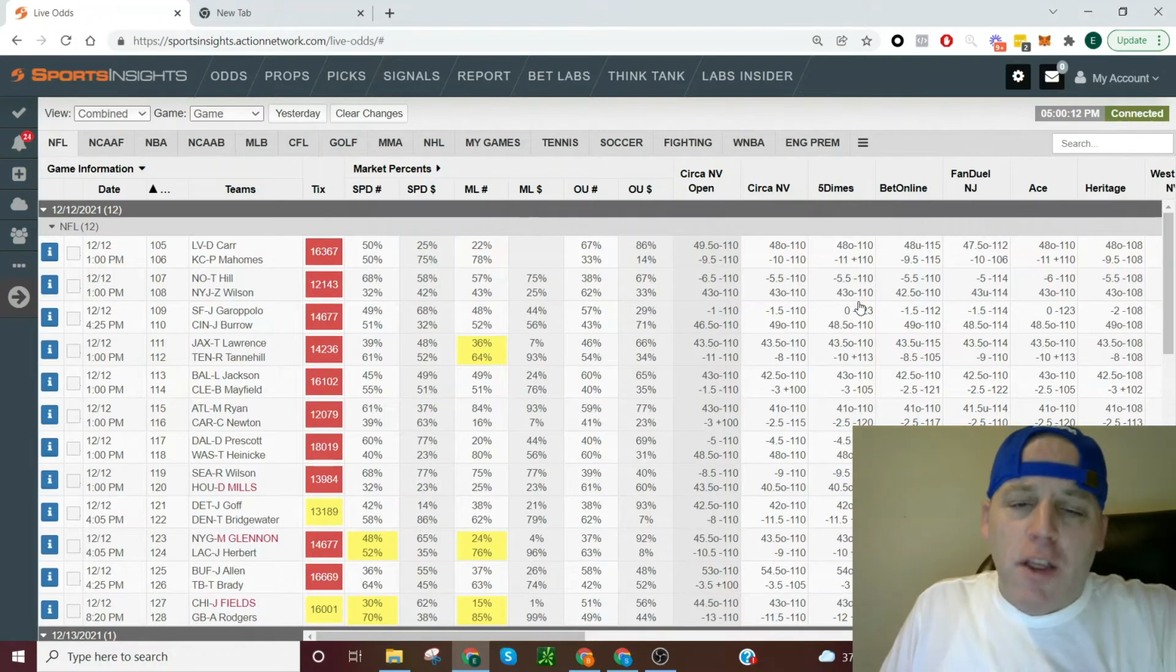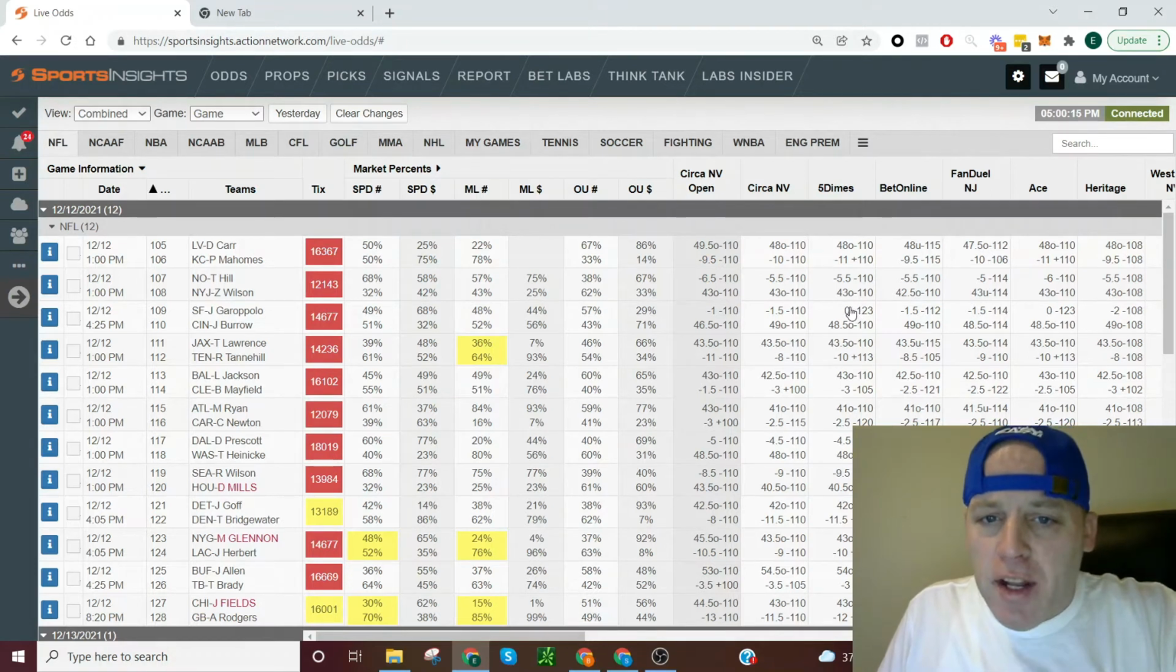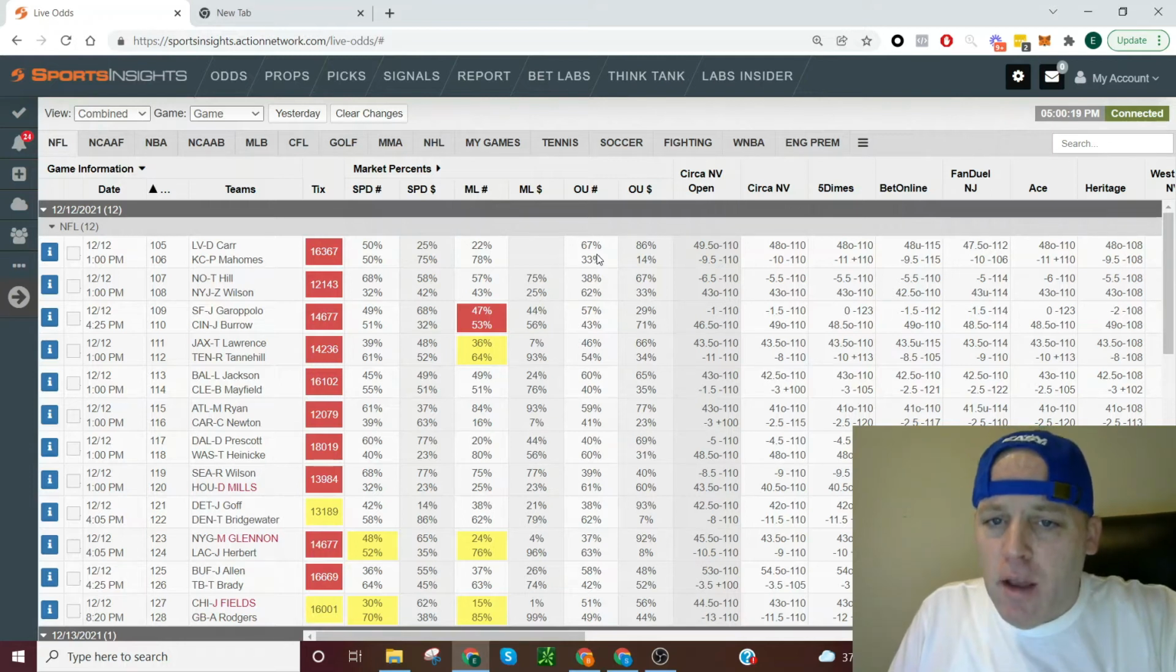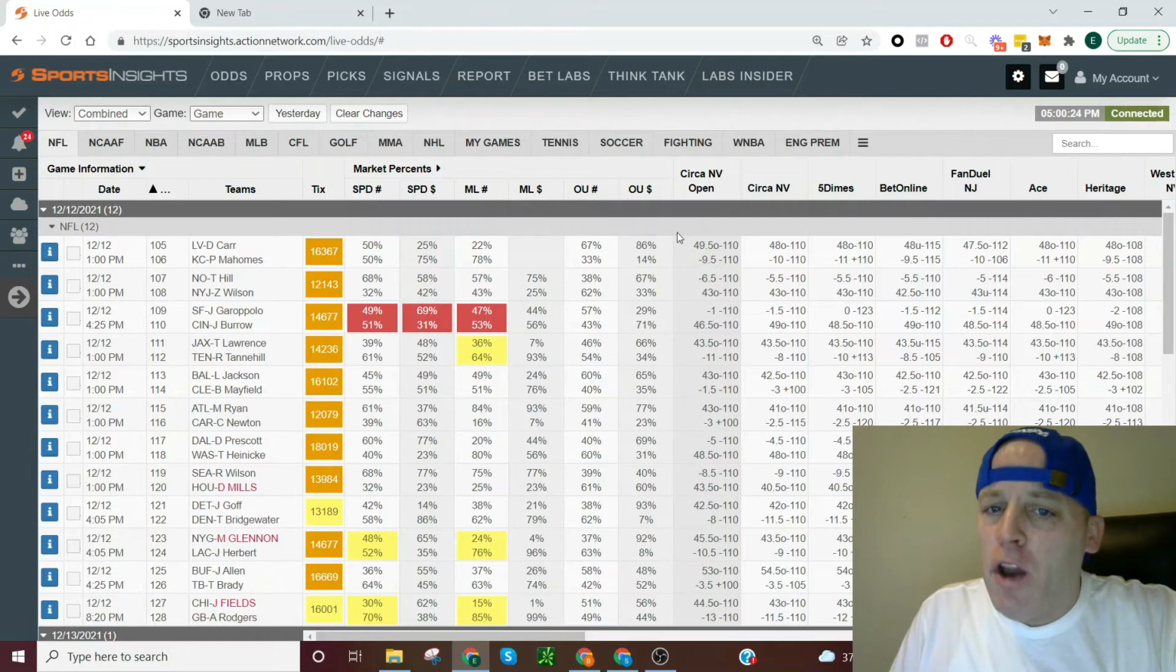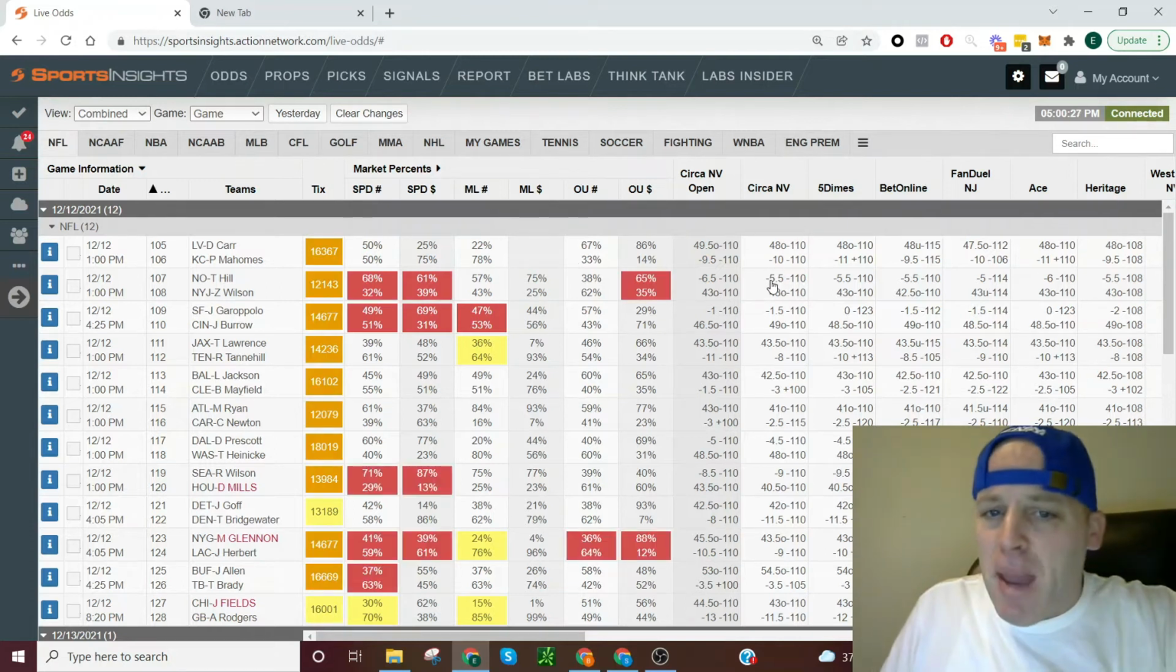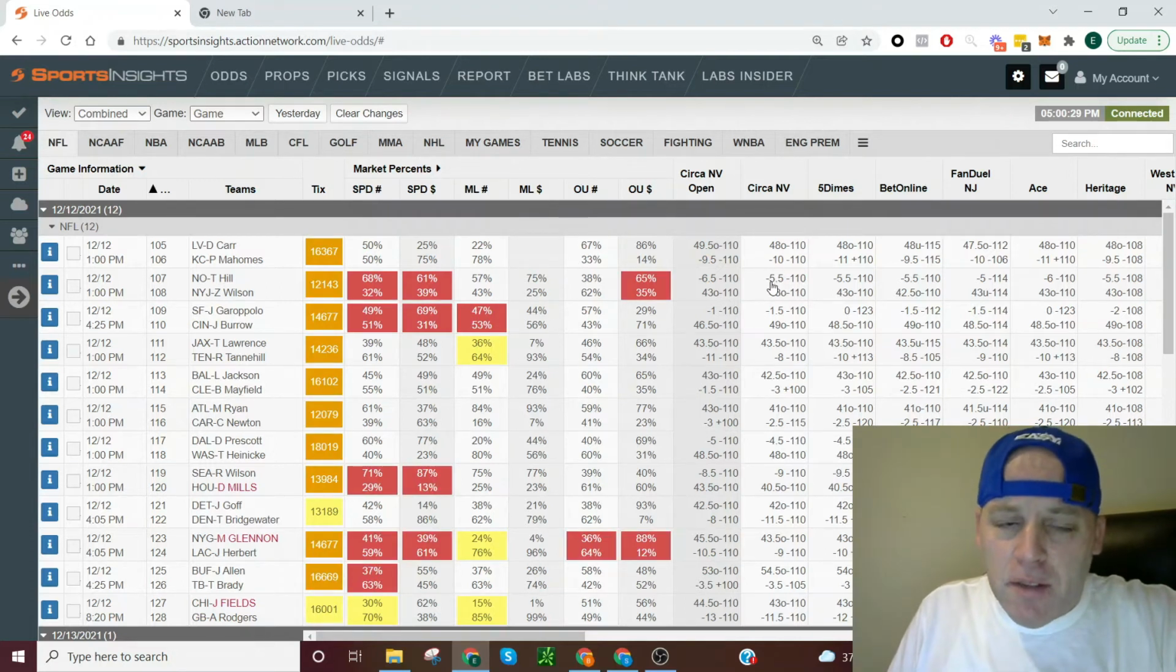Now, the ultimate goal with analyzing the market is we want to find out where sharp money is being bet, where the public is betting, and then ultimately how the odds makers are adjusting the lines based on this betting data.